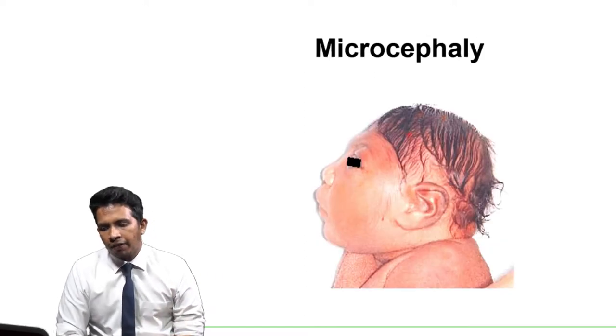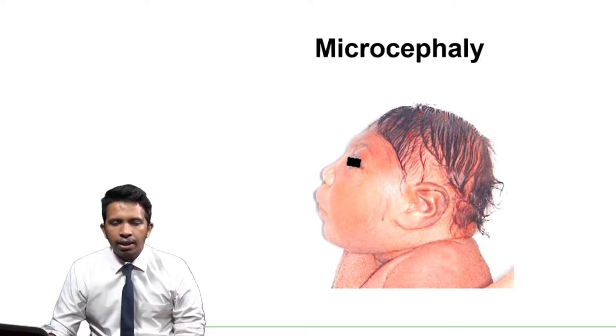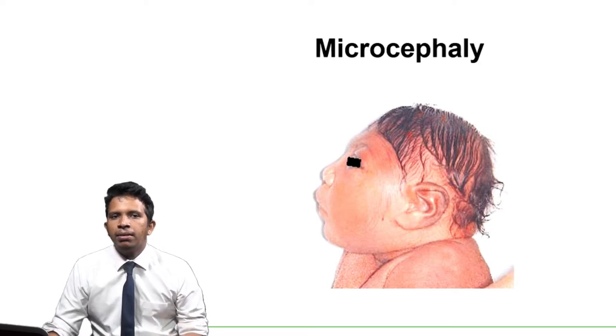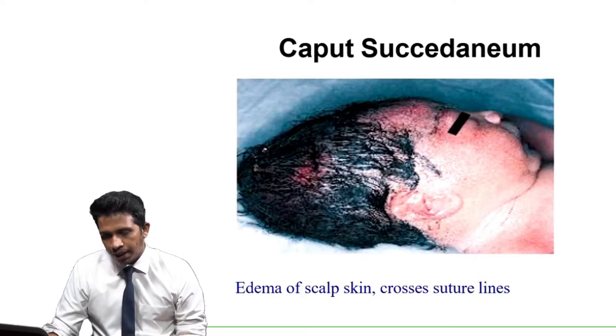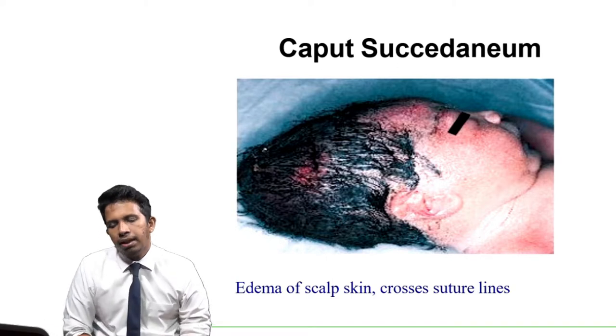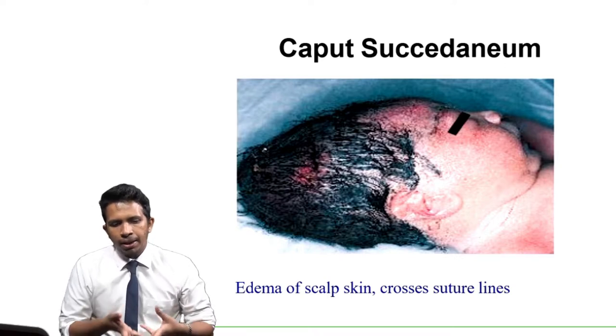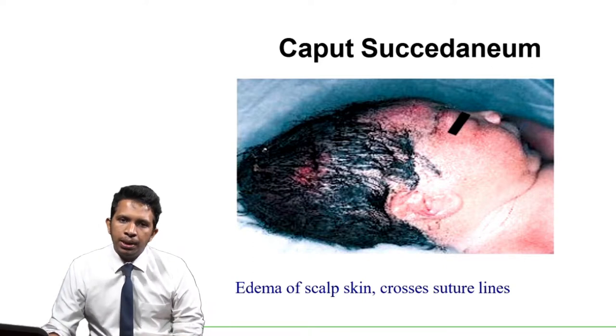Microcephaly is seen here. It's again a congenital disease. More recently, it was a problem that came when pregnant mothers were infected with the Zika virus. Then caput succedaneum is due to an edema of the skin of the scalp. This is sometimes due to maternal birth trauma when the baby is being delivered.